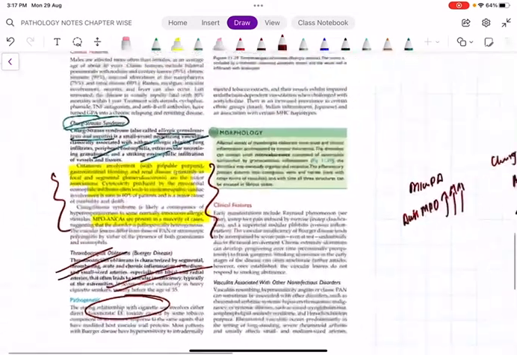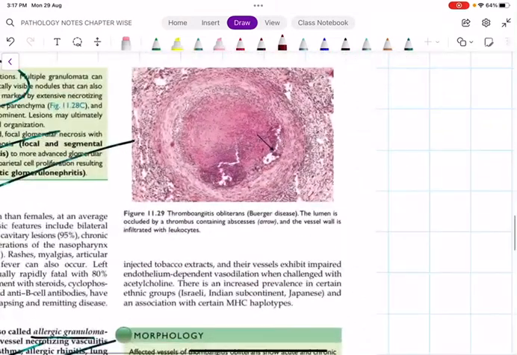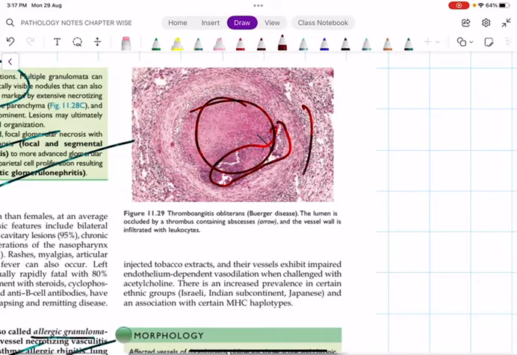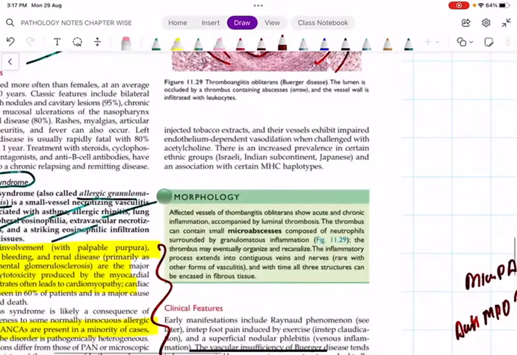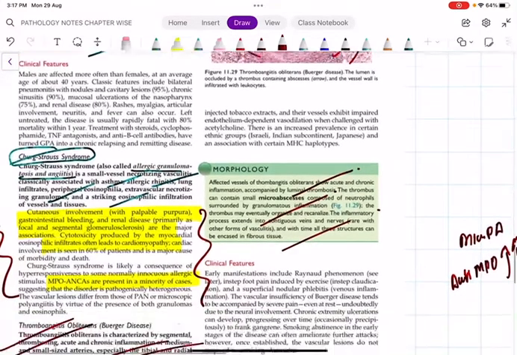So this is Buerger's disease. You can see here finally a big thrombus has occluded the vessel, and you can see leukocyte infiltration. Coming to morphology, nothing much. There is luminal thrombosis and granulomatous inflammation. All these things, just remember.